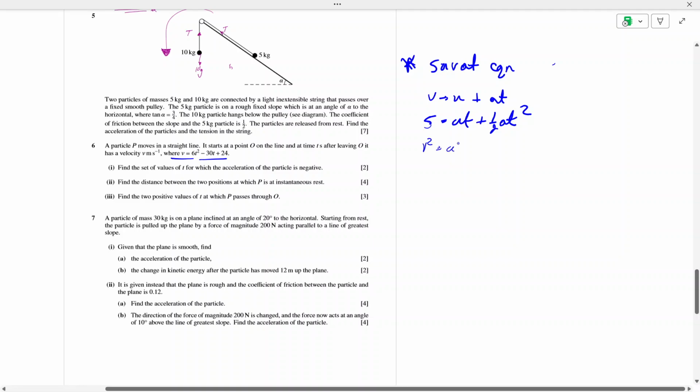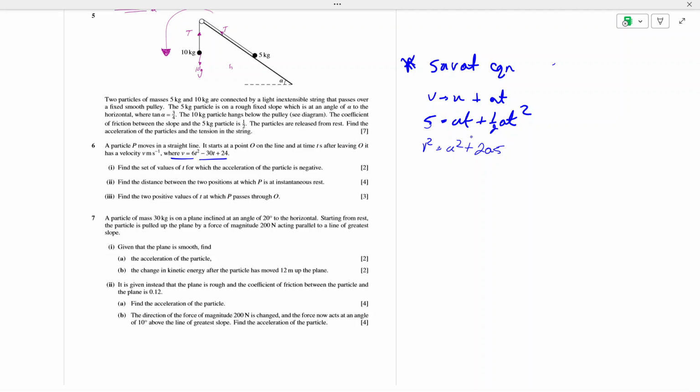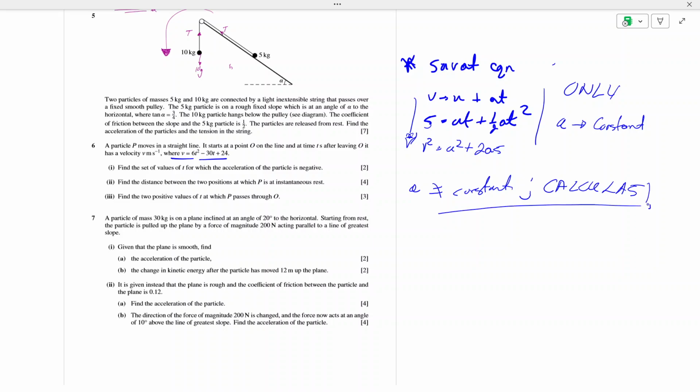V squared is equal to U squared plus 2AS, right? And all those are the equations, right? We only use these exclusively when the acceleration is constant, right? When the acceleration is not constant, we use calculus. Please note this. We go straight to calculus. There's no debate about that.